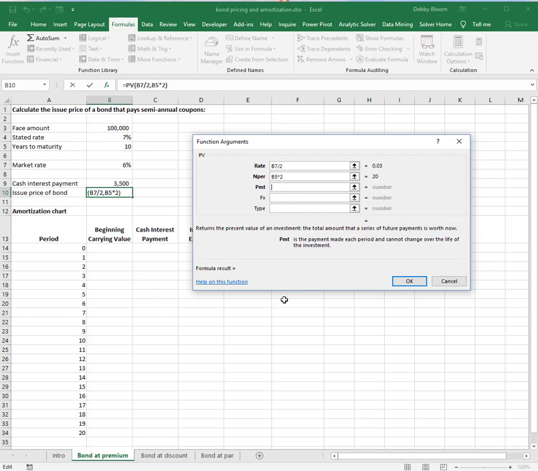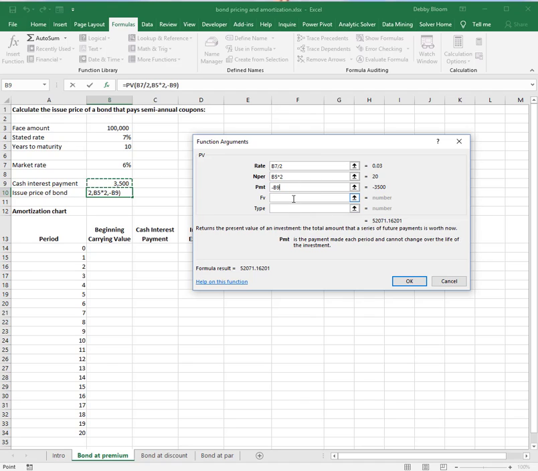Now notice when I click on PMT, PMT is the payment made each period and cannot change over the life of the investment. So the issuing company is going to make a $3,500 payment every 6 months. So since that's a payment, I'm going to type a negative sign and then click on the $3,500.